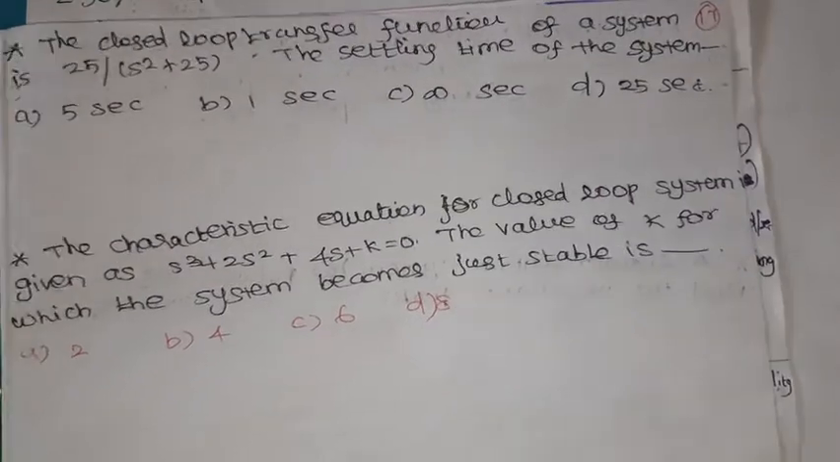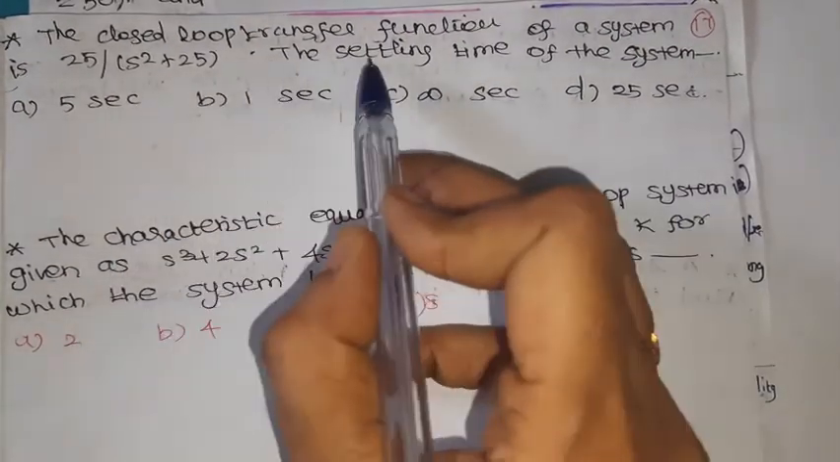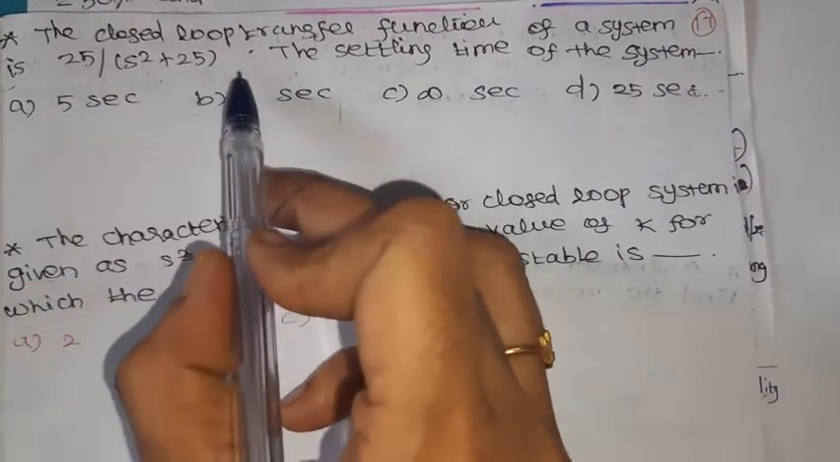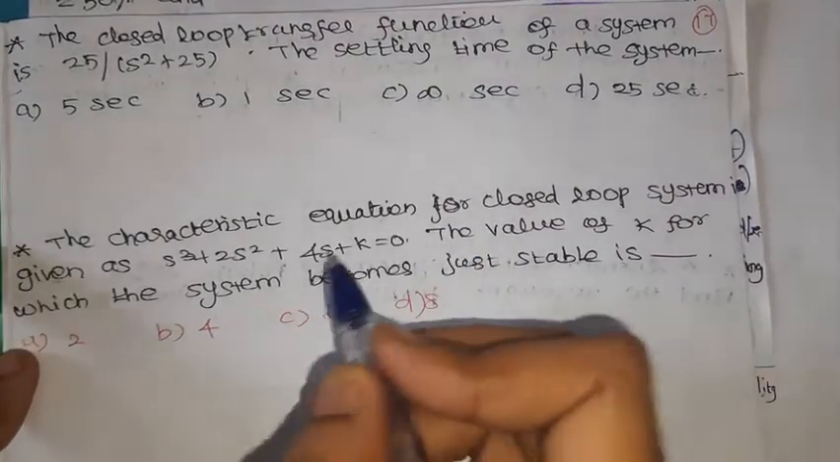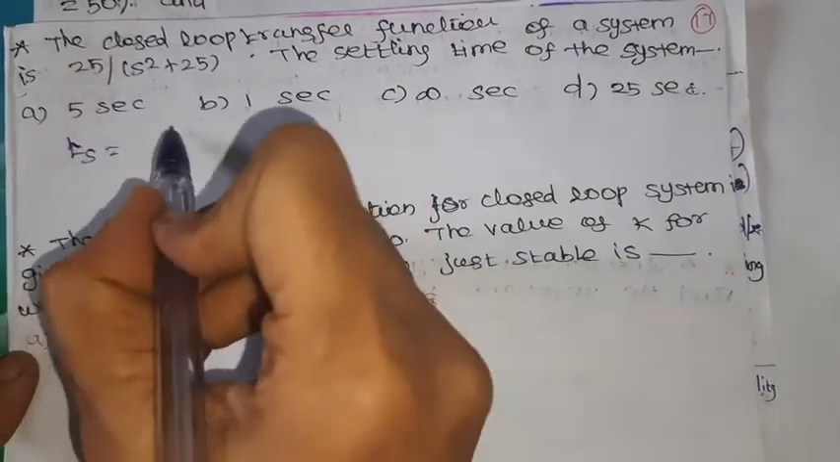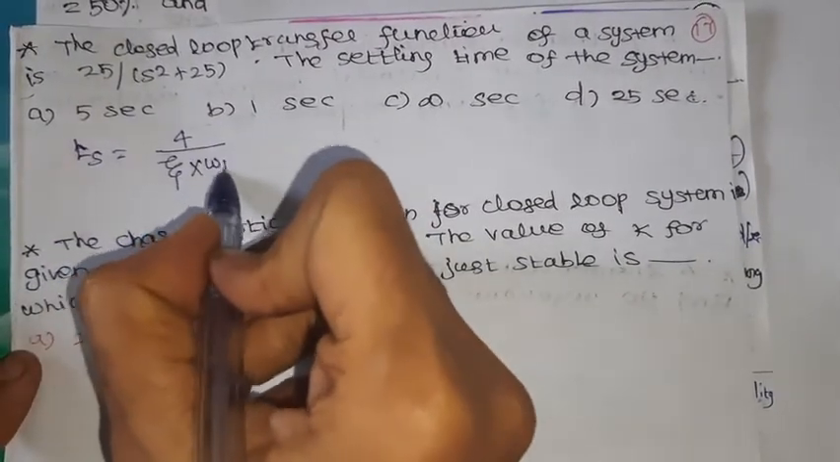We'll move on to the next problem. What is given? The closed loop transfer function of a system is 25 divided by s square plus 25. We need to find the settling time of the system. The formula for settling time is 4 divided by zeta into omega n.